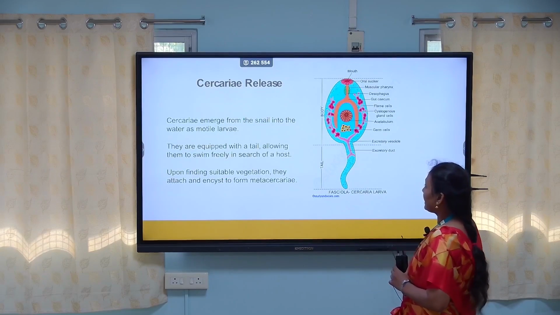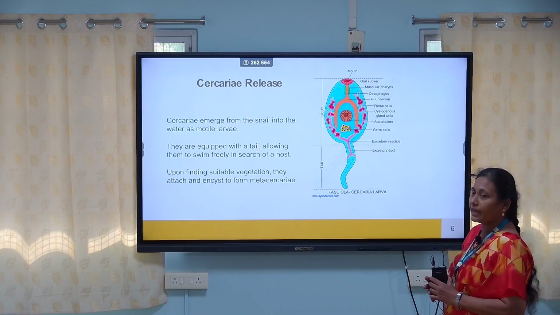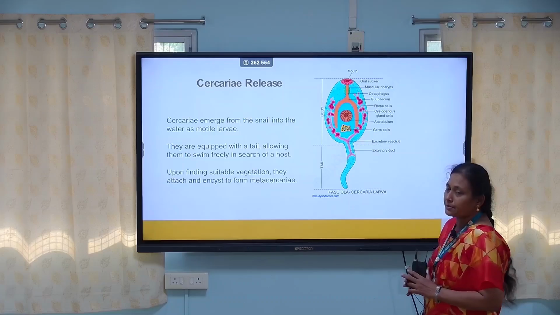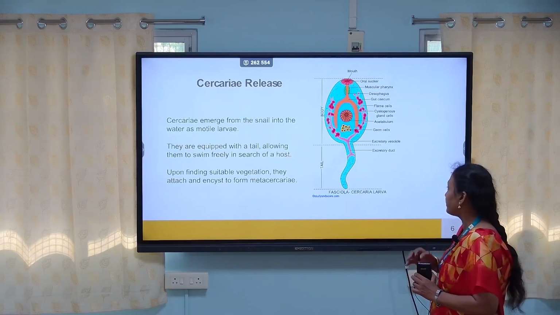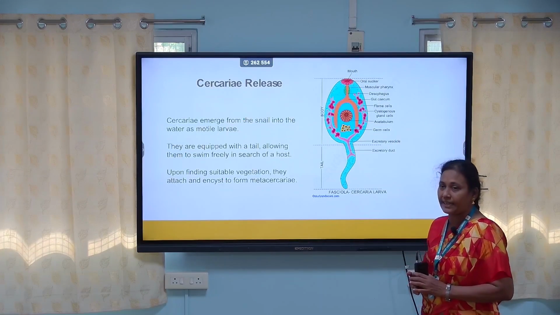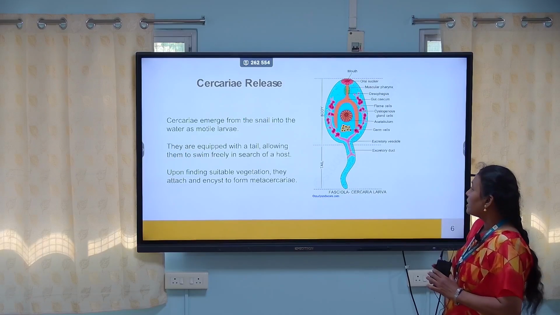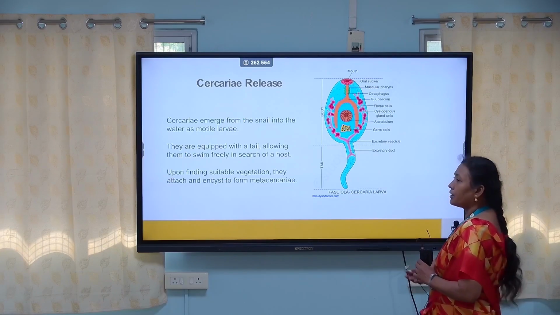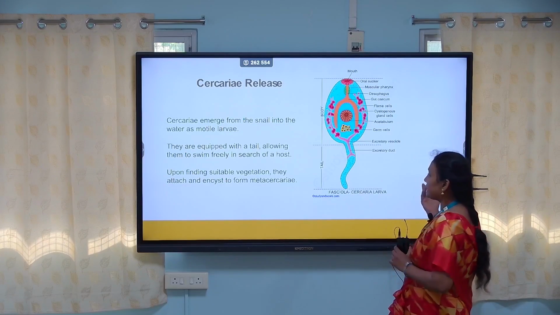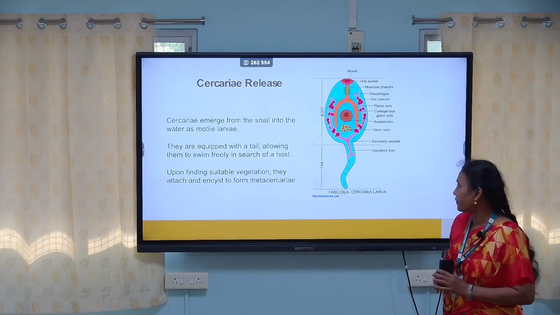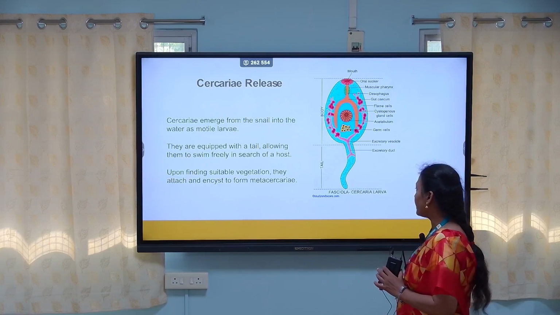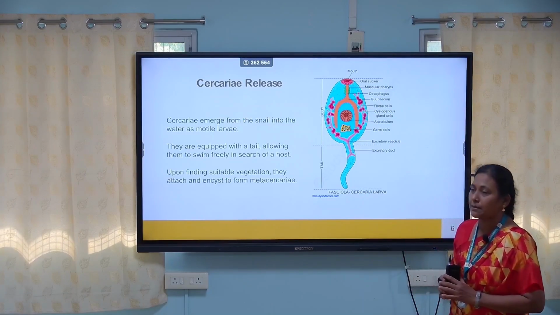So this is the Cercaria larva. It emerged from the snail, from the sporocyst. It has a pore, and from there it will come out. Cercaria is a free swimming larva, equipped with a tail to go and contaminate the host. It will swim freely, and when it comes upon suitable vegetation, it will attach itself to it.